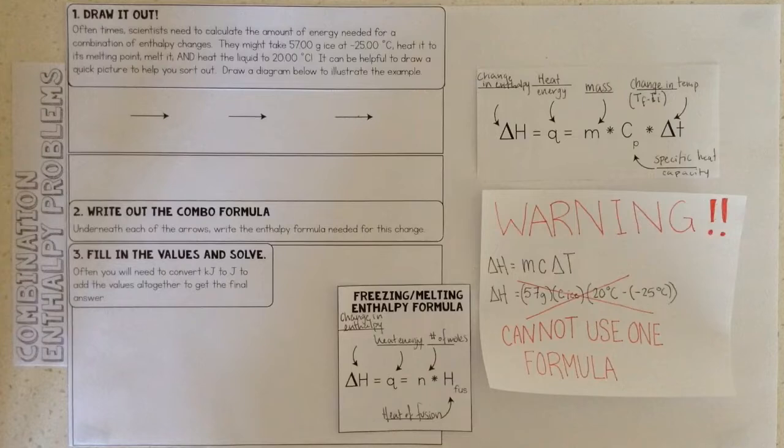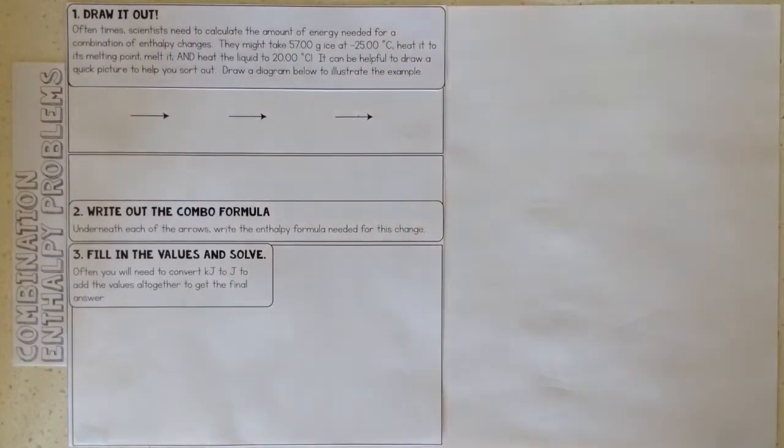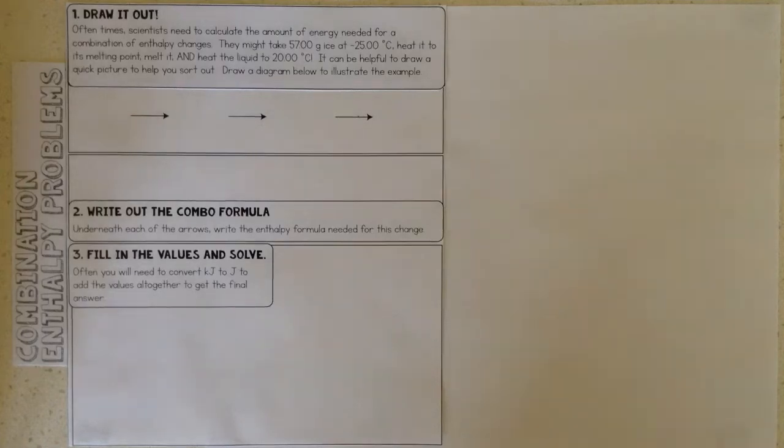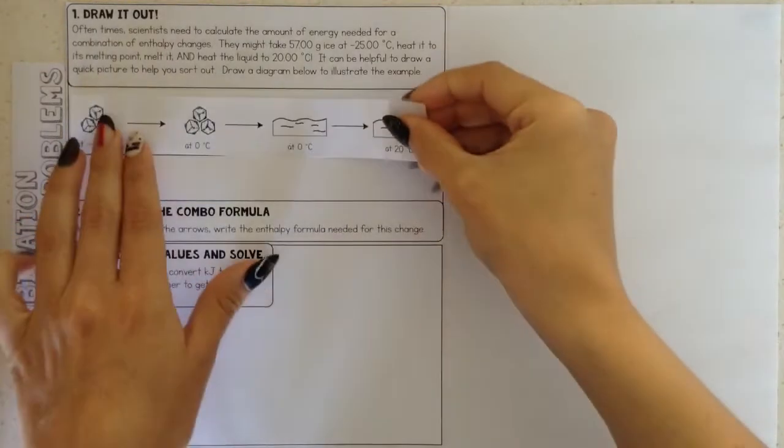of fusion as well. The first thing we're going to do is draw a little diagram to help illustrate the example. So we're starting with ice. We heat that ice until its melting point. Then you go from 0 degrees Celsius ice to 0 degrees Celsius water. Then you heat water to 20 degrees Celsius. Here's what that process could look like.